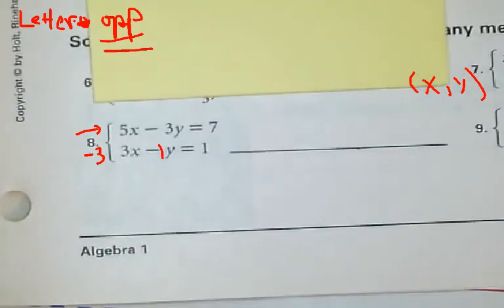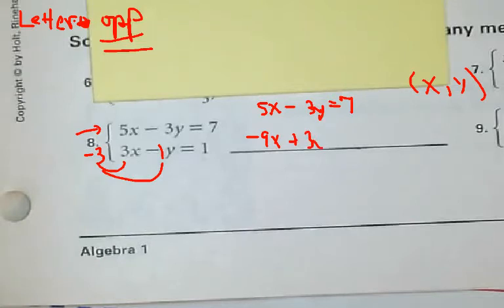The top one stays the same, so I'm not going to change the top one. We're going to leave it just like it is: 5x minus 3y equals 7. And then down here, negative 3 times 3x would be negative 9x. Negative times negative would be positive 3y. And then negative 3 times 1 is negative 3. And then we just add.